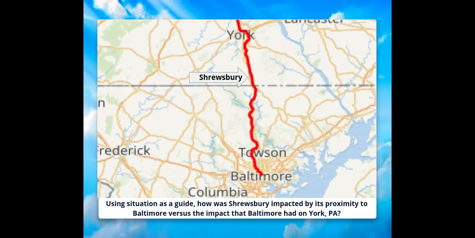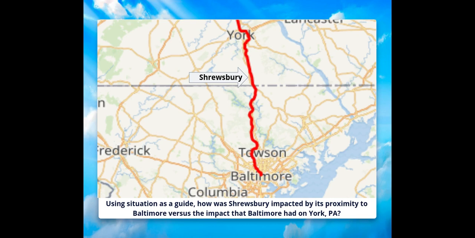Think about this situation. A majority of you live in the greater Shrewsbury, New Freedom, Glenville, Glen Rock area. And as our buzzer is going off, just to make sure that we're on track here, using situation as a guide, how was Shrewsbury impacted by its proximity to Baltimore versus the impact that York's proximity to Baltimore has on it? Think about that for a moment. If you need more time, you can hit pause.